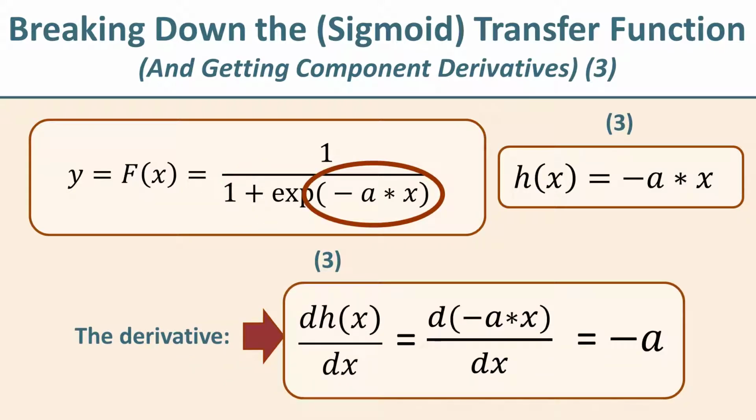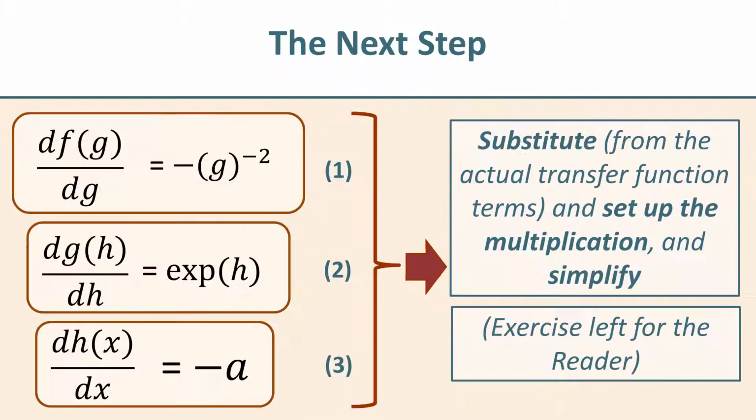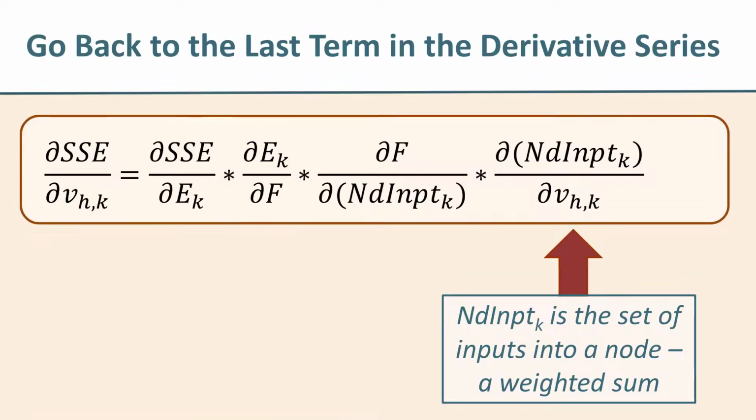Our last step is that we're going to go inside that h. H is minus a times x, a also being sometimes alpha here, so the derivative is simply minus a. So we're going to put all these together. We're going to substitute the various terms into this formalism that we've just worked through. Then the final step will be the derivative of the inputs with respect to a specific connection weight.